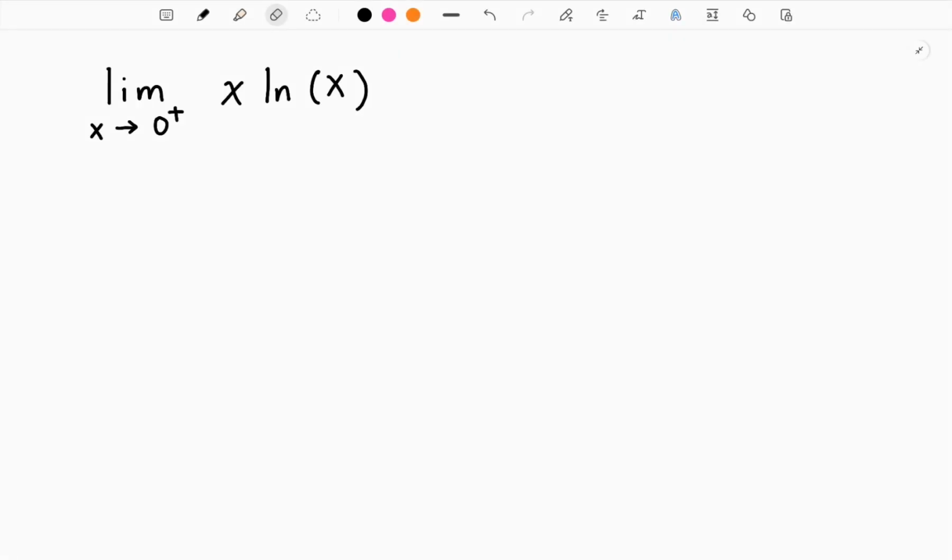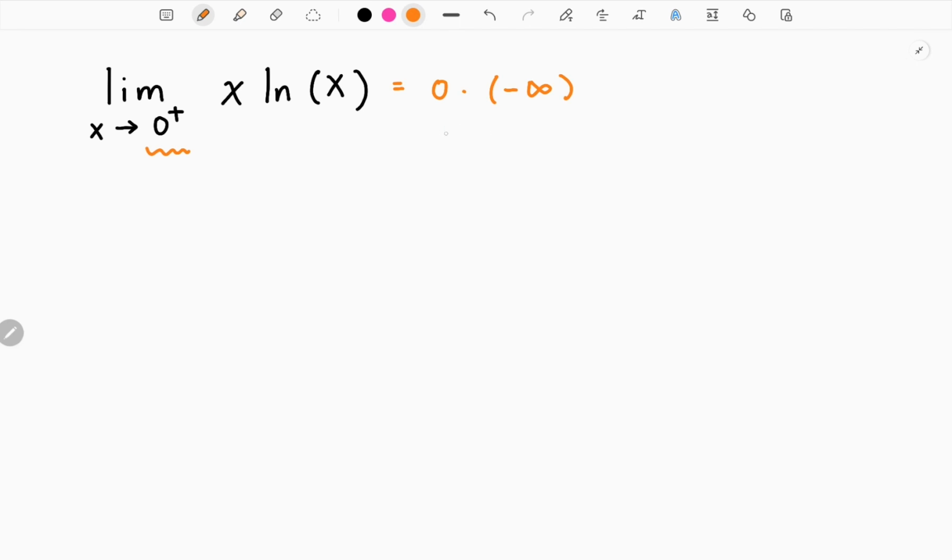In this question, we want to find the limit of x times the natural log of x as x approaches 0 from the positive side. So first step, let's substitute x goes to 0 into our function. And we would get 0 times the natural log of x as x goes to 0 will give us negative infinity.